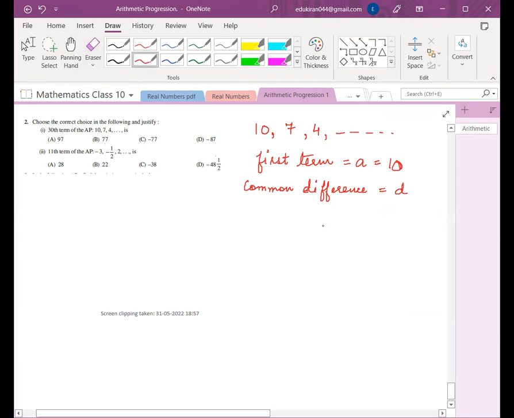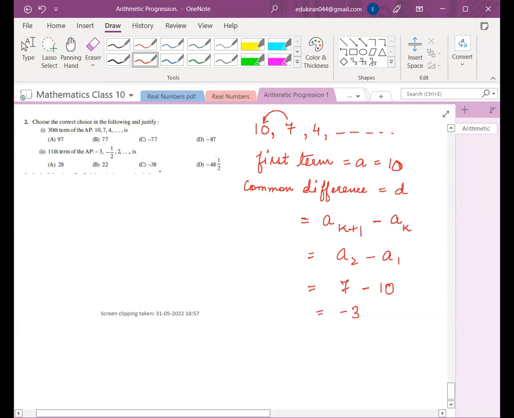Look here. D is always, I told you in the last class also, the term which is at the higher place minus the term which is at the lower position. Clear? So if you take K equal to 1, you can do A2 minus A1. What is the second term here? This is 7 and the first term is 10. So how much is D? It's not 3, it's minus 3. Clear? I told you to subtract this way, isn't it?